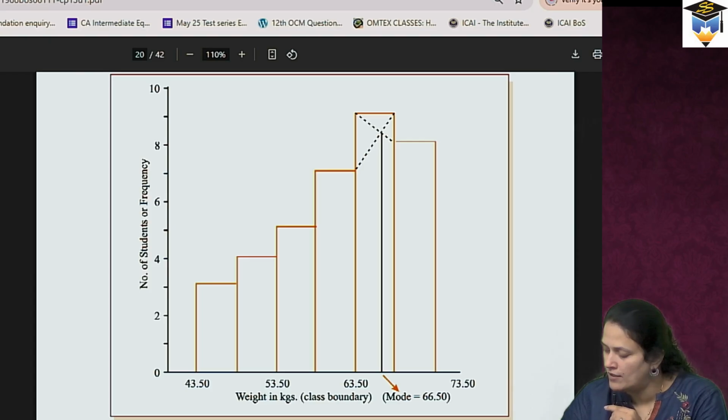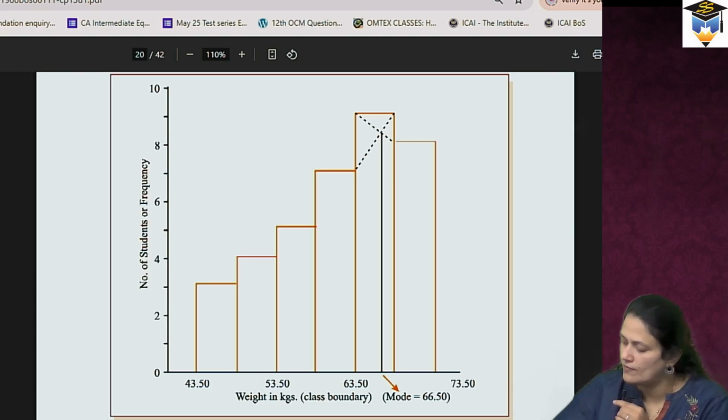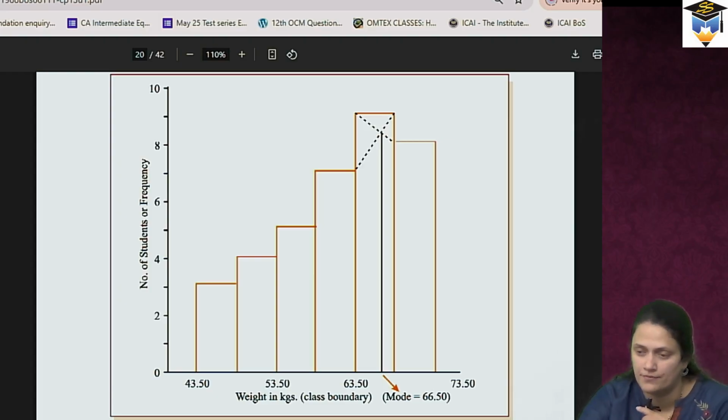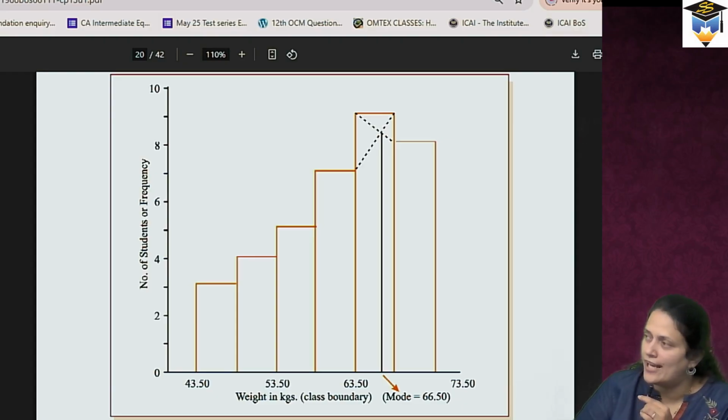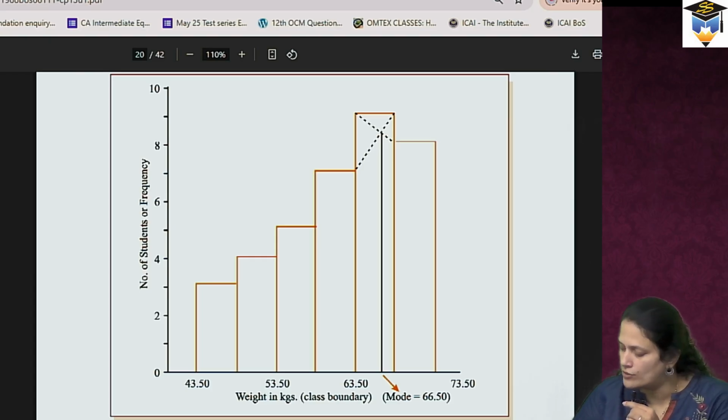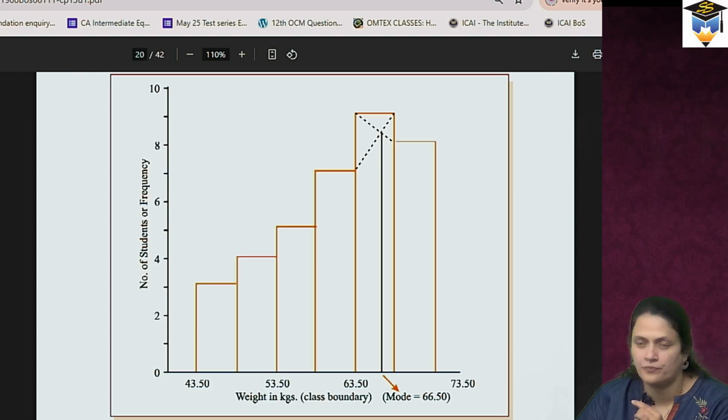Just draw this histogram, roughly draw this diagram, and then give the heading: Steps to find mode in a histogram. M-O-D-E, mode of a histogram.